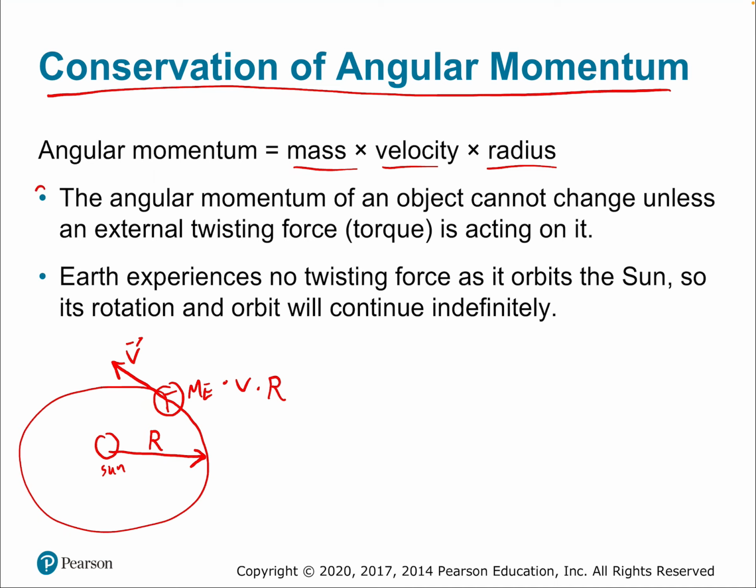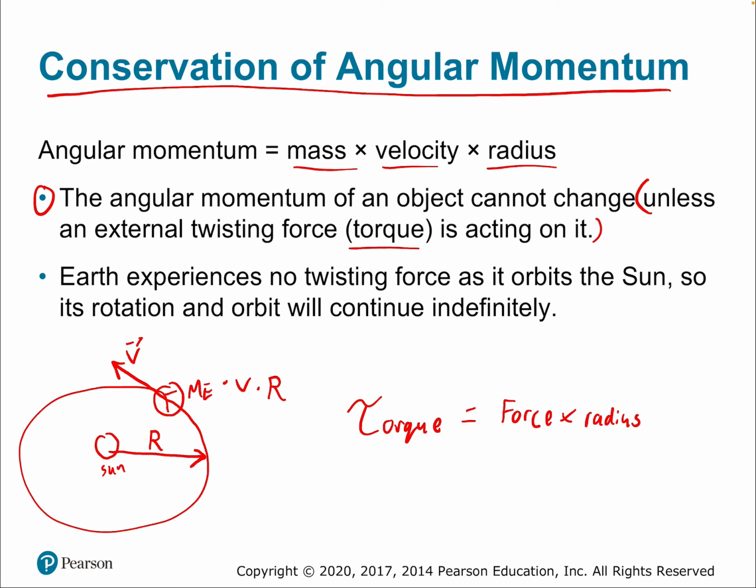So the angular momentum of an object cannot change, just like we said for momentum, unless, again with the caveat, an external twisting force, known as a torque, is acting on it. Now, just like the formula for angular momentum looks a lot like the formula for momentum but with an extra term multiplying by radius, it's really similar for torque. Torque is usually represented by the Greek letter tau, which looks a lot like a curly T. Torque is equal to force times radius. So it's just like force with a radius tacked on, the same idea we see between momentum and angular momentum.